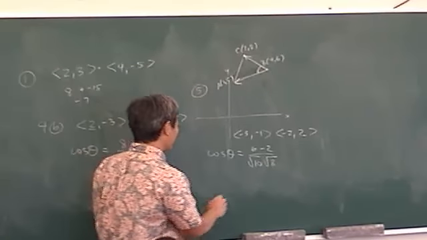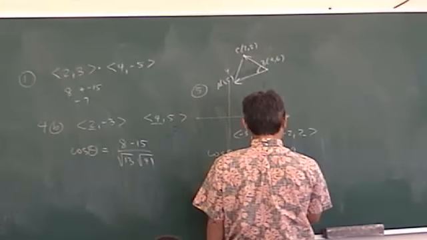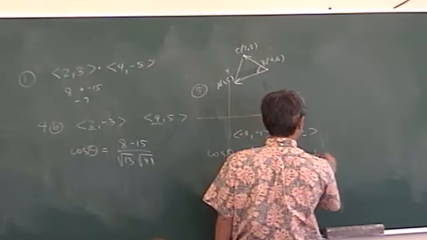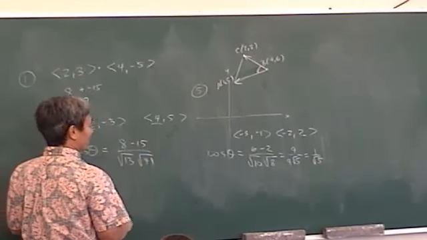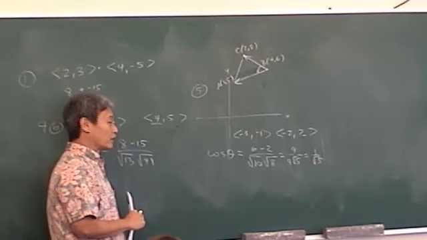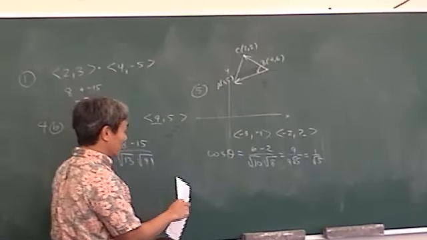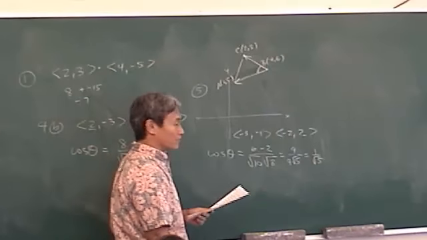Hey, this one might come out nice. Let's try it. 4 over, what is root 80? 4 root 5. No, doesn't come out that. I mean, kind of nice. So that angle is cosine inverse 1 over root 5. That's what you will write tomorrow. There's no calculator tomorrow. No, but there is a calculator tomorrow, but not for this problem. So you just leave your answer cosine inverse 1 over root 5.